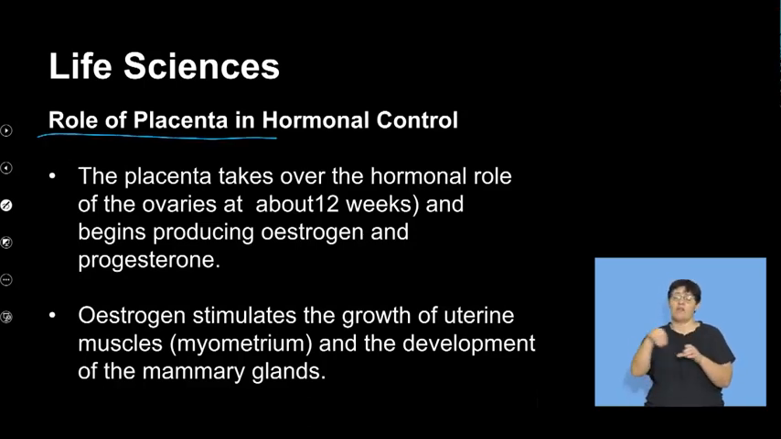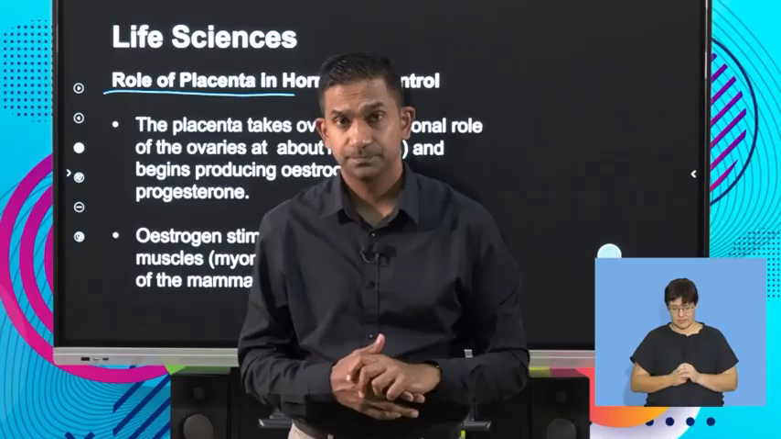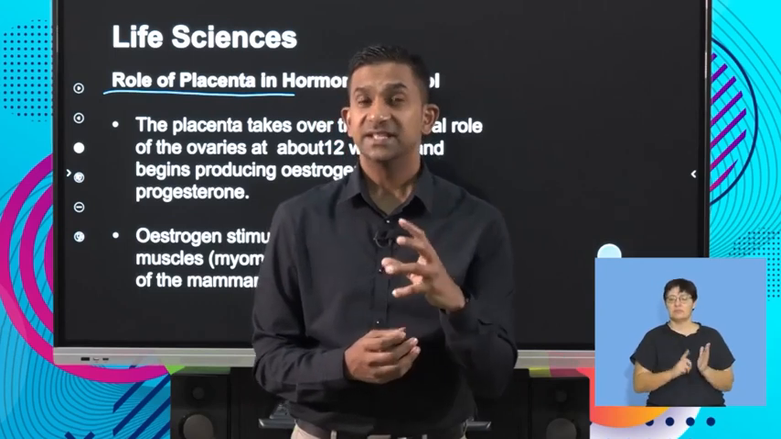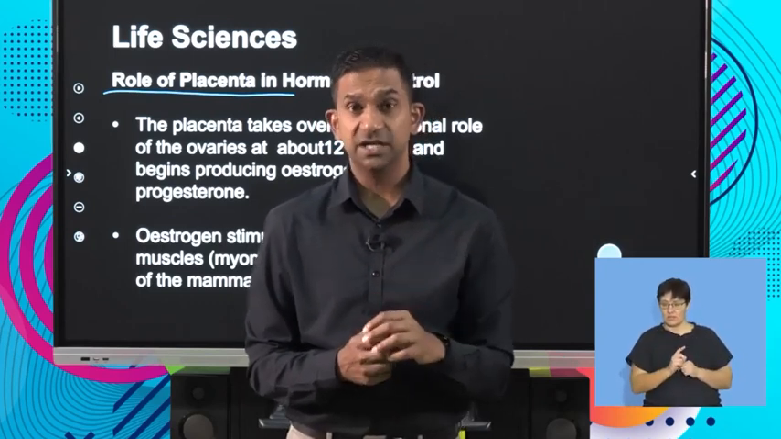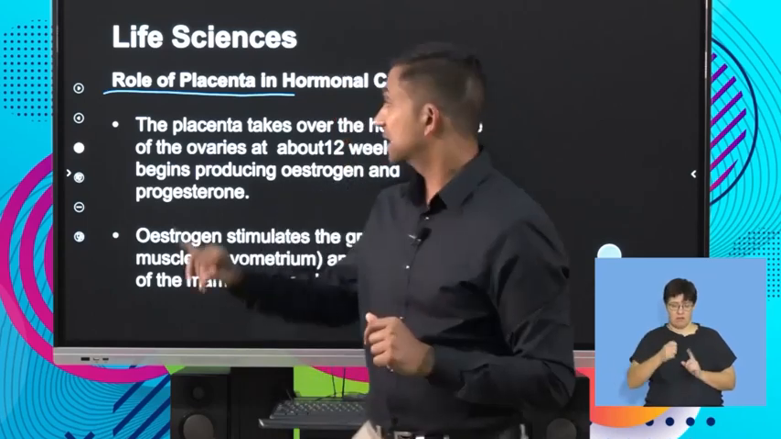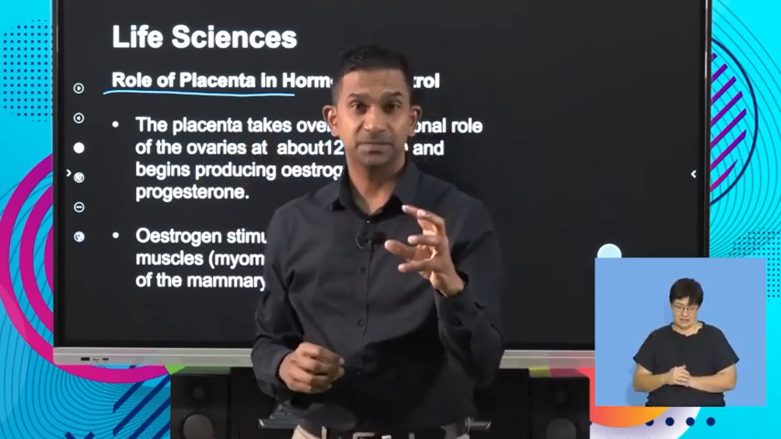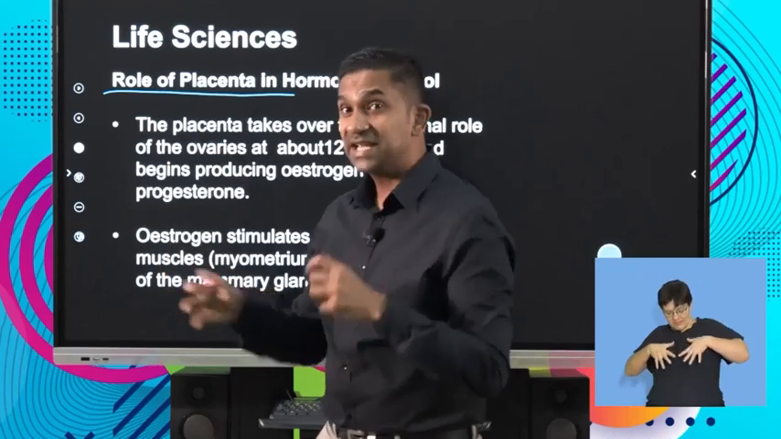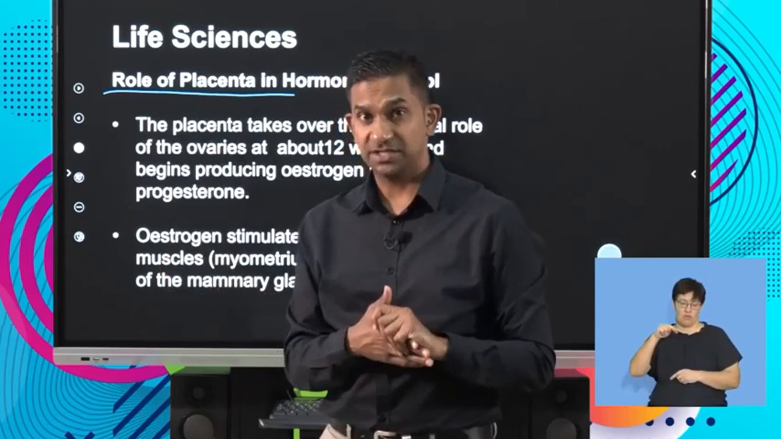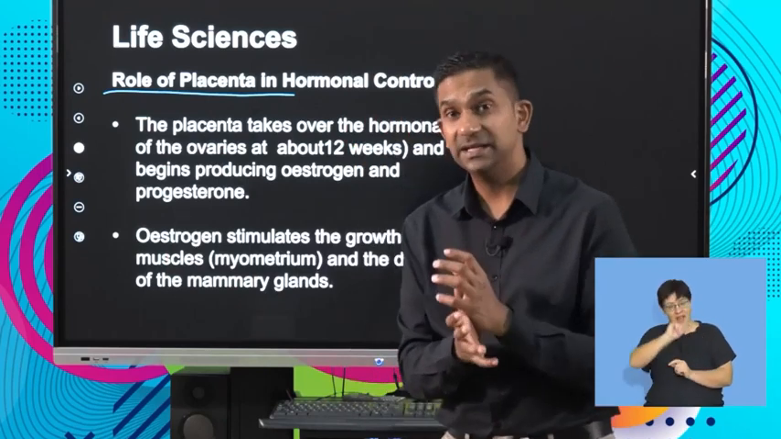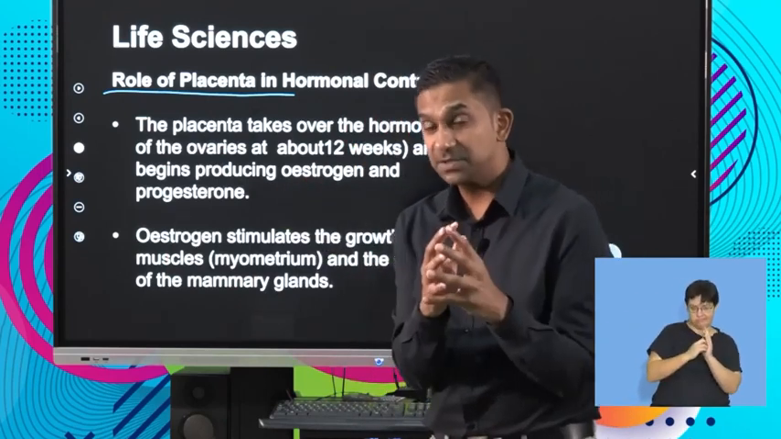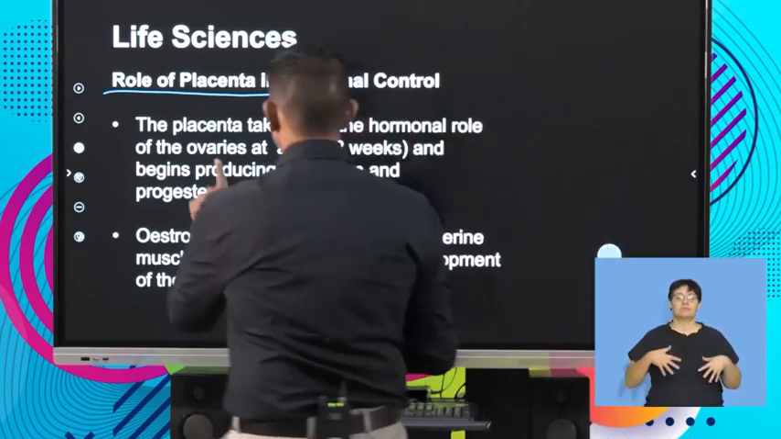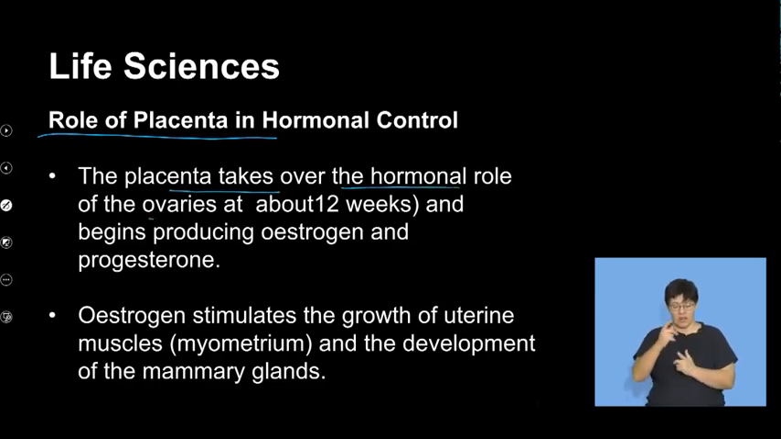The placenta also plays a very important role in the production of hormones. So during the first trimester, or the first few weeks of development, the fetus develops and stimulates the production of progesterone. And that progesterone comes from a structure called the placenta. So we see that initially it's the development of the placenta that takes over the production of progesterone. And that progesterone is important in maintaining the lining of the endometrium and the attachment between the developing placenta and the maternal blood supply. So the placenta takes over the hormonal role of the ovaries around 12 weeks.